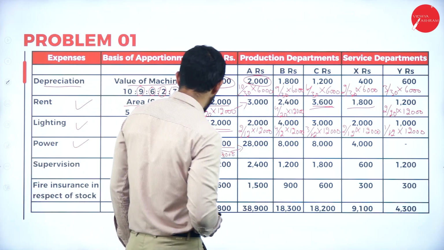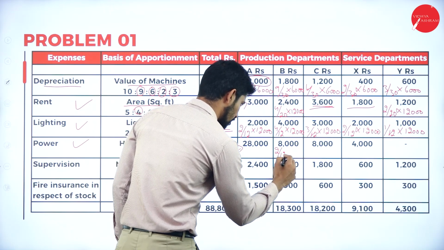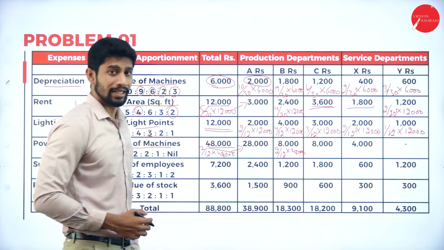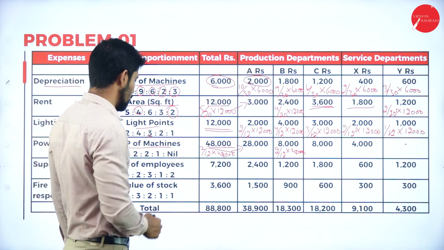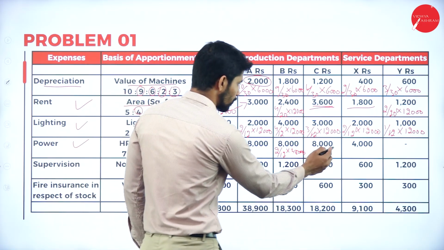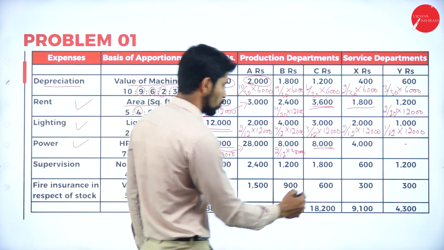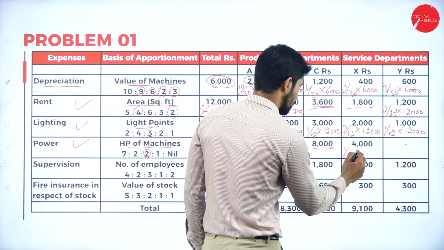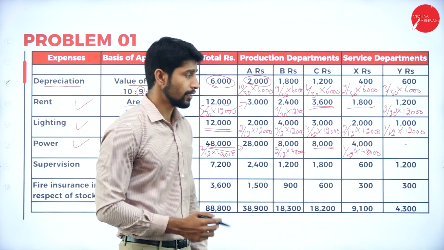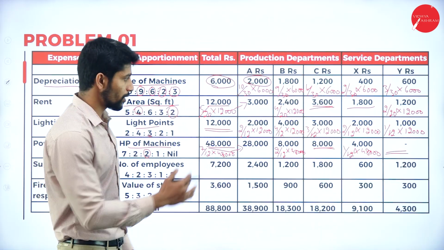Next, production department B is how much? 2. So 2 divided by 12 into 48,000. You will get 8,000. For production department C, again it is 2. So 2 divided by 12 into 48,000, you will get 8,000. Next, service department X, it is 1. So 1 divided by 12 into 48,000, you will get 4,000. Next, service department Y, no power is supplied to the department, so it is nil.